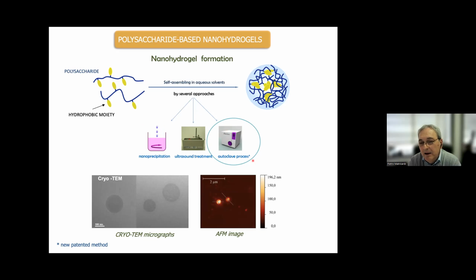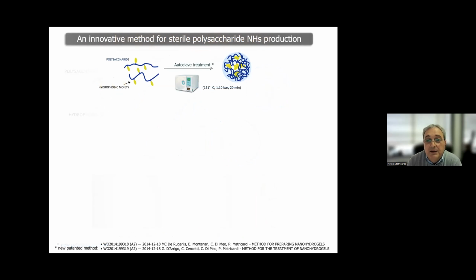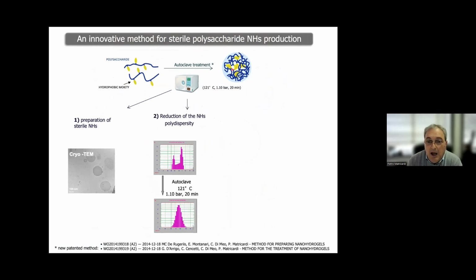What is the process? You can put the polysaccharide in an autoclave, and at the end of the autoclave process, you obtain the nanoparticles. And here you can see the nanoparticles that have been obtained by using the autoclave process, cryo-TEM and AFM images of these nanoparticles. So by means of the autoclave treatment, a very standard autoclave treatment, you can obtain nanoparticles. And at the same time, of course, you obtain a suspension of nanoparticles that is sterile because of the autoclave.